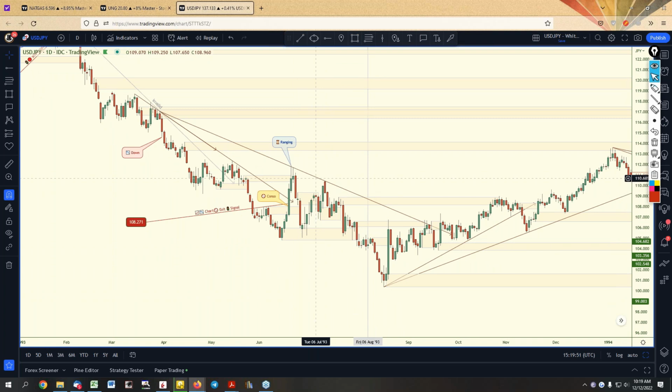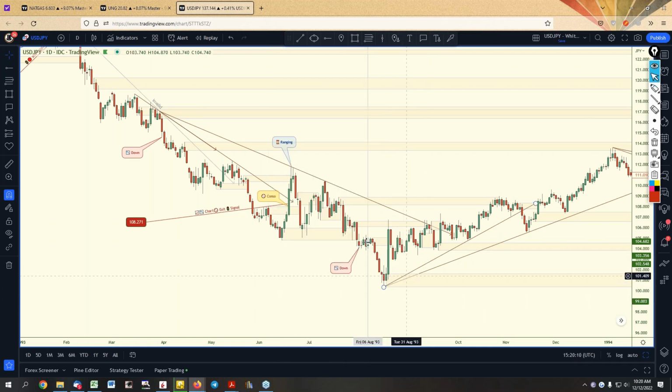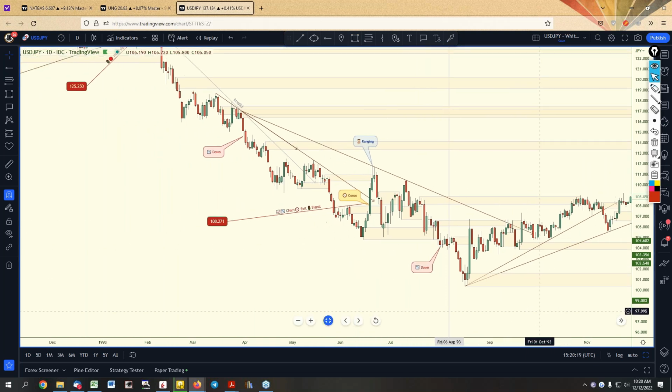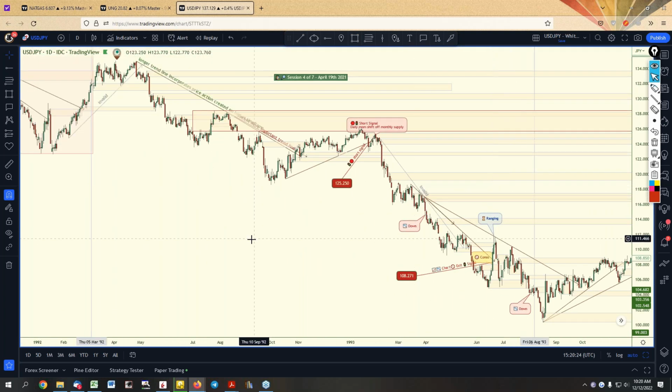So drop, base, rally, base, drop, close below. Supply, trend line. Yeah, and then that's the other chart, okay? There we go. Look at that.